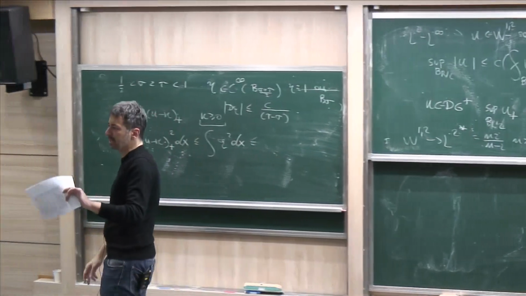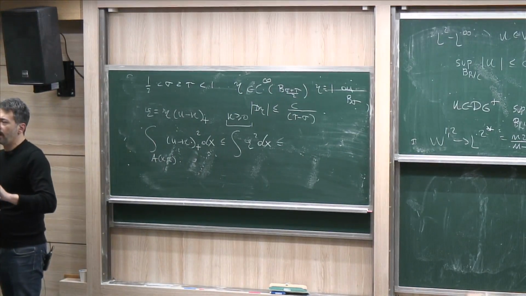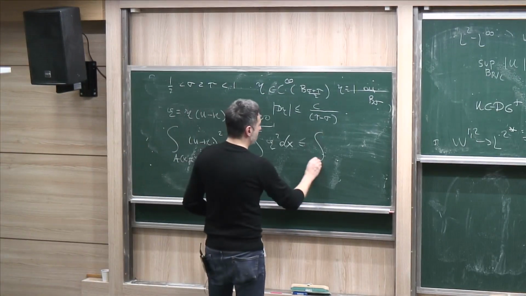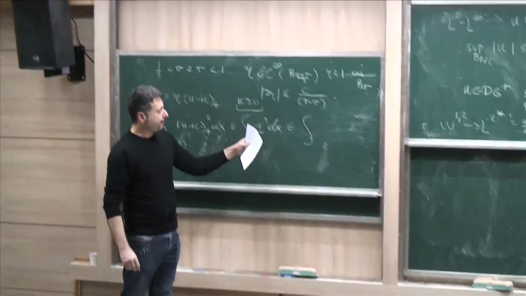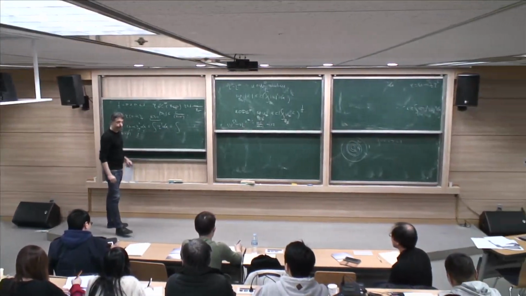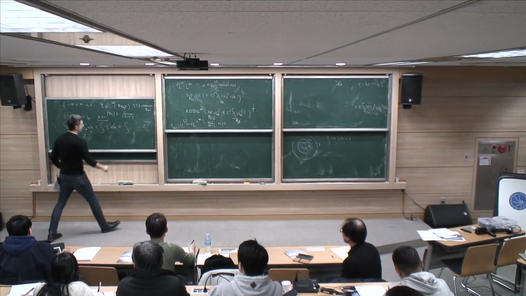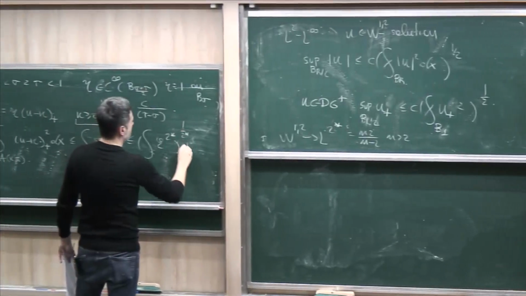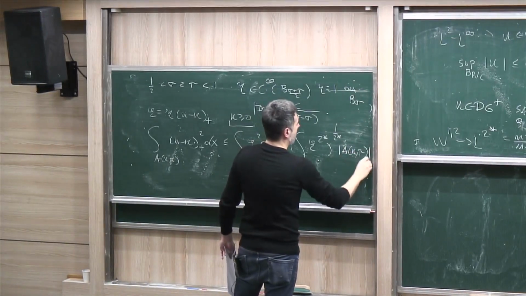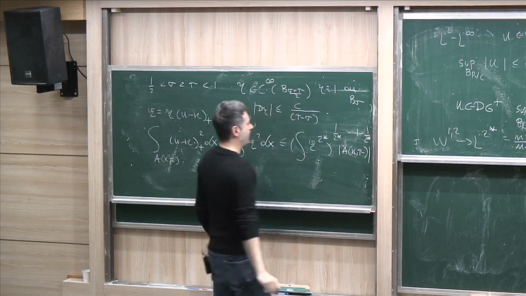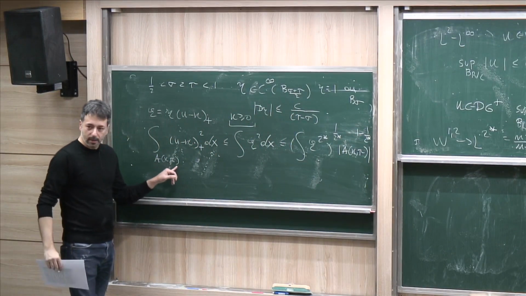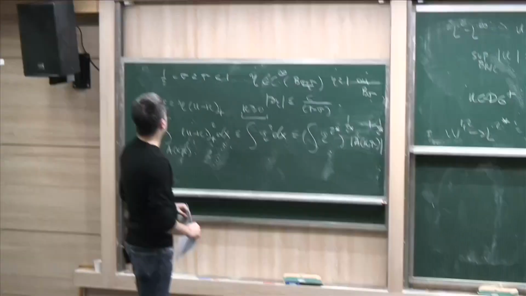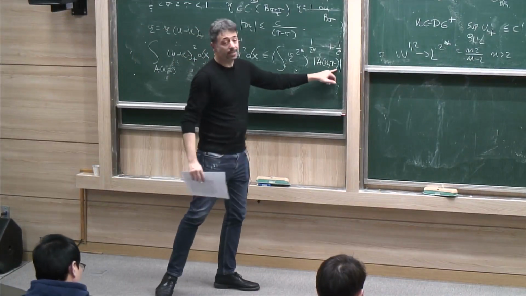Let me give the proof for simplicity when n is larger than 2. Otherwise it's even easier. Okay, then I can gain measure from here. I can gain measure going up to 2 star, 1 over 2 star, and this is A(k,τ) to the 1 minus 1 over 2 star. Why? Because here I'm on A(k,σ). τ is larger, so I'm just enlarging the set.